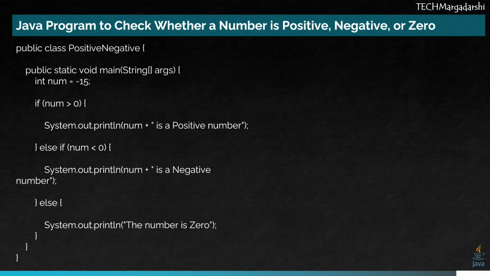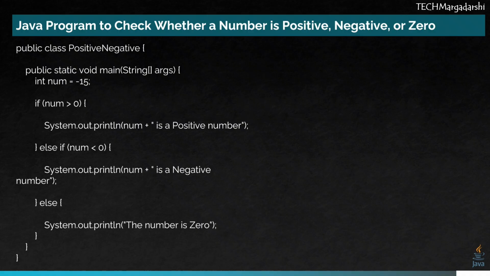Let's understand how to check whether a number is positive, negative, or zero in Java. First, we declare an integer variable called num and assign it a value. In this example, the value is minus 15. Next, we use an if-else statement. If the number is greater than 0, it is a positive number. If it is less than 0, it is a negative number. Otherwise, the number is 0.